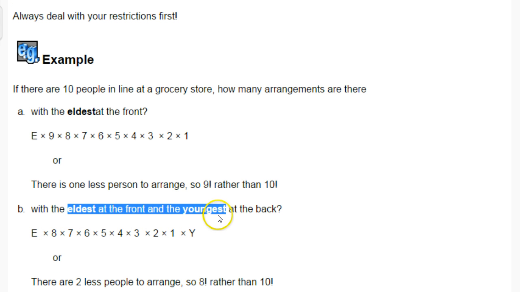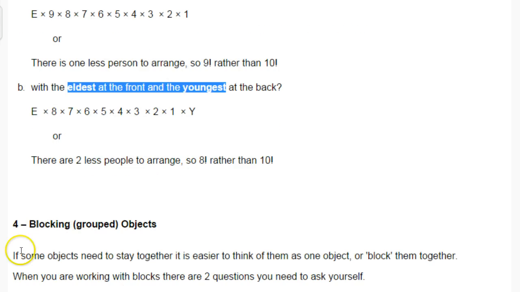Let's add an additional restriction. Let's put the youngest person at the back. So the oldest at the front, the youngest at the back. In this case, you fix the position of 2 of the people, and you end up with 3 blocks effectively. Remember those block ideas? You'll see them again next. Anyway, that means you're only able to arrange 8 of the people. So in this case, we've got an answer of 8 factorial.